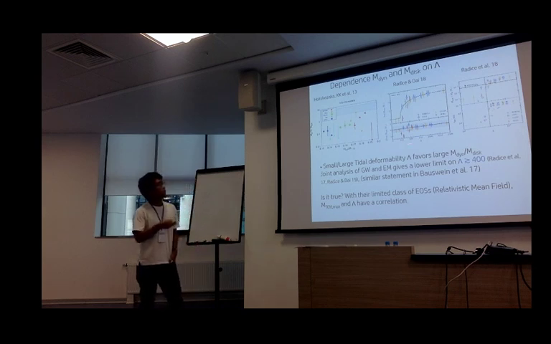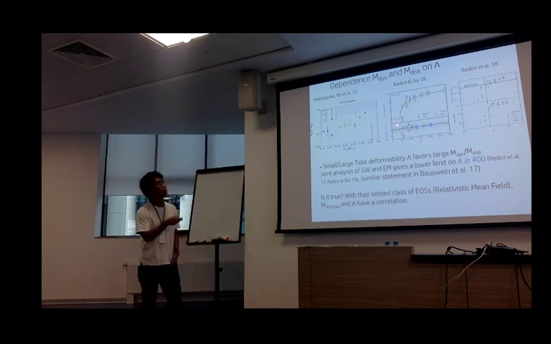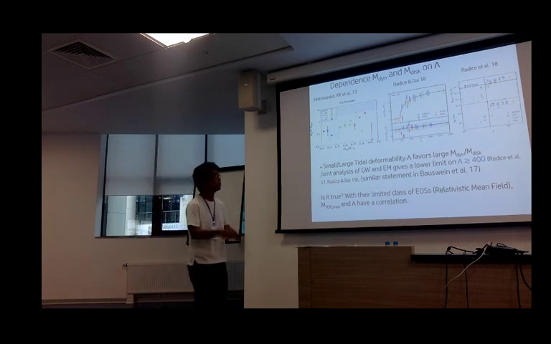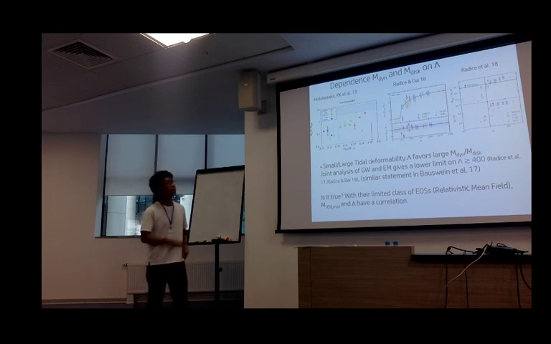The central panel shows the disk mass, not the ejecta mass, the dynamical ejecta mass, the disk mass as a function of the tidal deformability. This plot shows that the disk mass could correlate with the tidal deformability, something like this. Because a model with a small tidal deformability tends to collapse to a black hole in a short time scale, so it doesn't have enough time for massive disk formation.